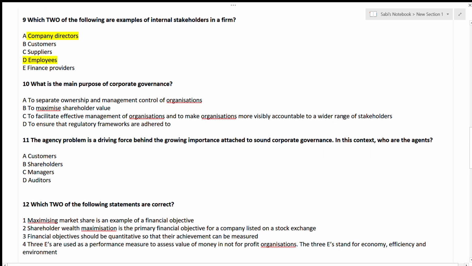What is the main purpose of corporate governance? A, to separate ownership and management and control of organizations, no. B, to maximize shareholder value. Okay, we'll read next. C, to facilitate effective management of organizations and make organizations more visibly accountable to wider range of stakeholders. D, to ensure regulatory framework are adhered to. C is the right answer.